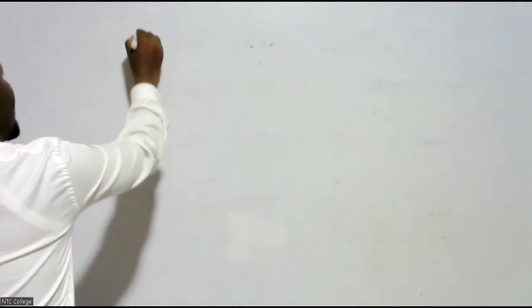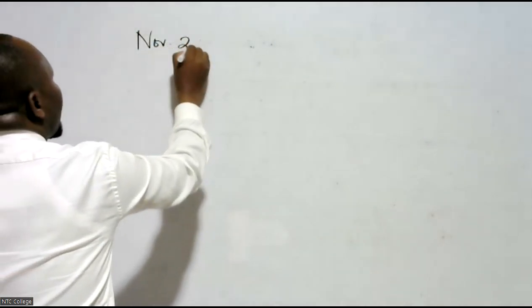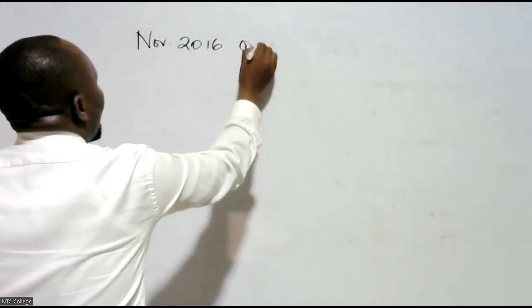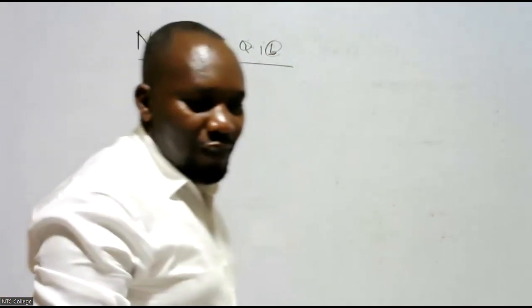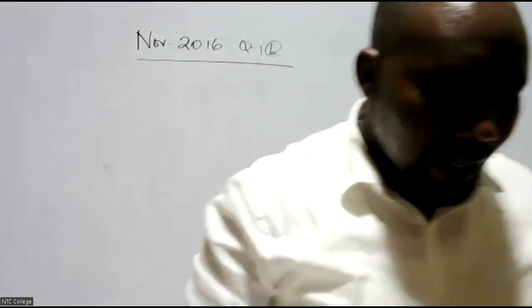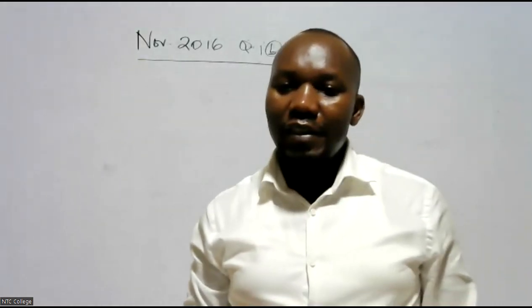I want us to look at a question in 2016 for illustration purposes. 2016 November. So you say November 2016, question number 1B. This kind of question has not been set severally, so there is a likelihood that the examiner can decide to test it.